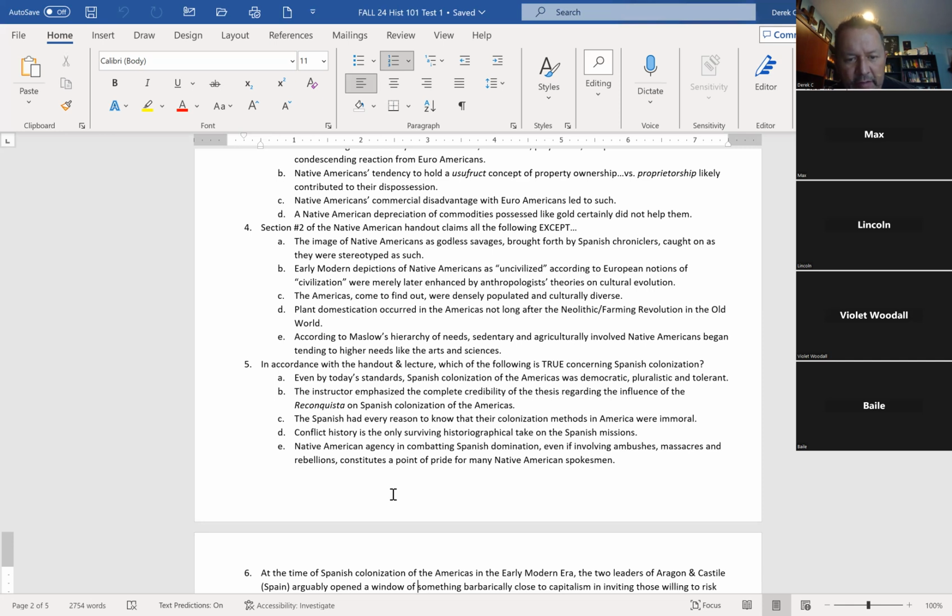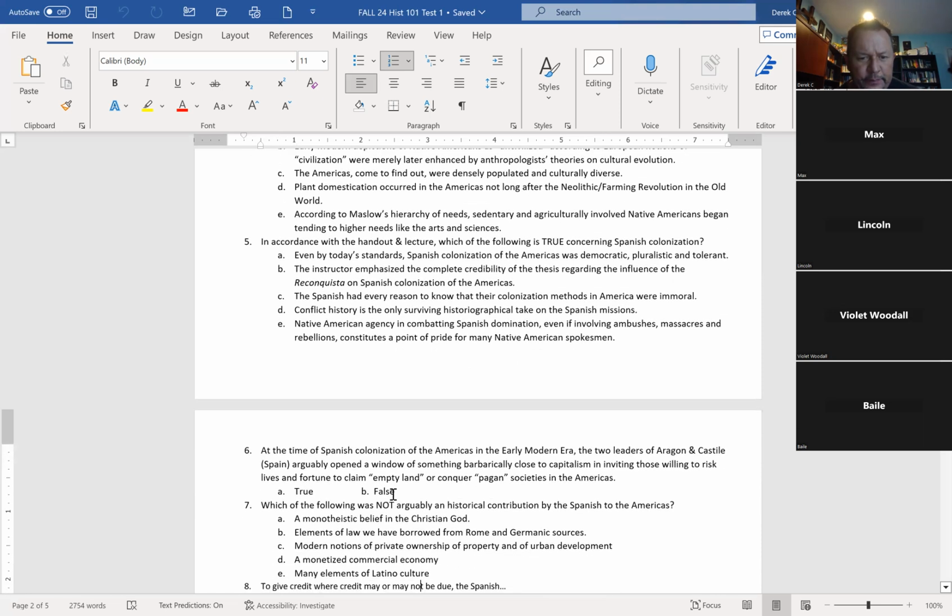Conflict history is the only surviving historiographical take on the missions. No. Remember, I have a very watered down thesis at the end of the Black Legend assignment, whereby it states that there's a little bit of truth to every one of the major historiographical narratives of the missions. Native American agency in combating Spanish domination, even if involving ambushes, massacres, and rebellions, constitutes a point of pride for many Native American spokesmen. Absolutely. So that's the one you're looking for.